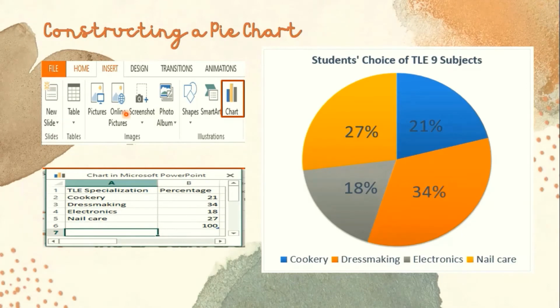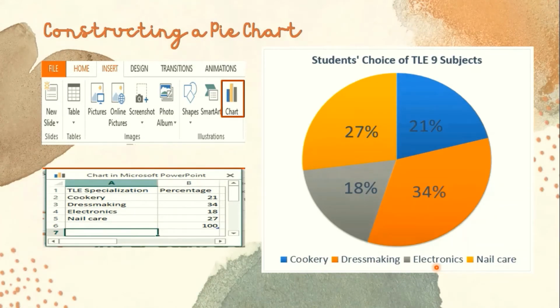Ang ginamit ko dito ay galing ito sa PowerPoint. Pwede sa Word, pwede sa Excel, and so on. Once we're done constructing our pie chart, we can then answer some questions about the data. Itong ating legend, kung anong kulay yung katabi ng specialization, yun yung kanyang tinutukoy. Say for example, itong nail care, yellow. Dressmaking, orange. Cookery, blue. Gray, electronics. So, titignan natin yung legends when we answer some questions.